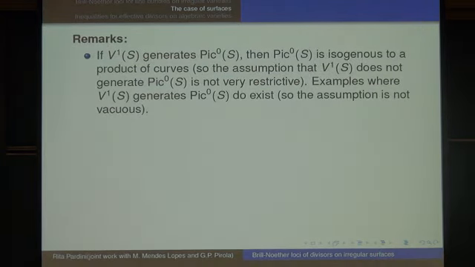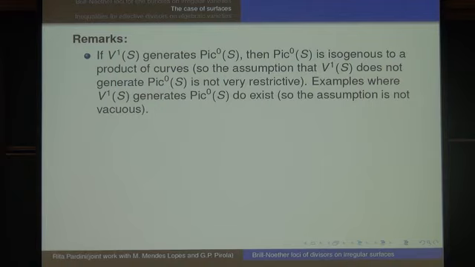And some remarks about this statement. First of all, the assumption. The assumption that V1S does not generate Pic 0 is one of the possible assumptions in both 1 and 2. And this is not a very strong assumption either, because if V1 generates Pic 0, then up to isogeny, it means that Pic 0 is a product of elliptic curves. So the Pic or the Albanese of S are very special, so it doesn't look like a very restrictive assumption.